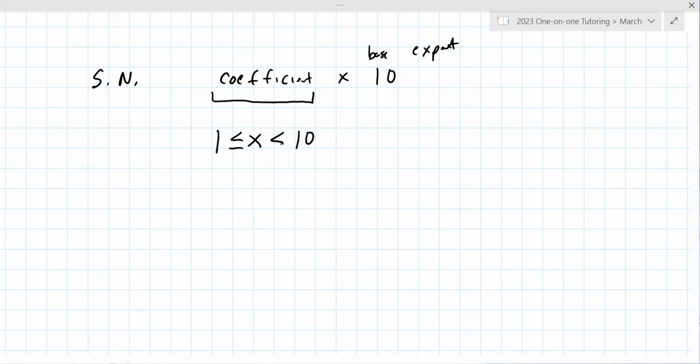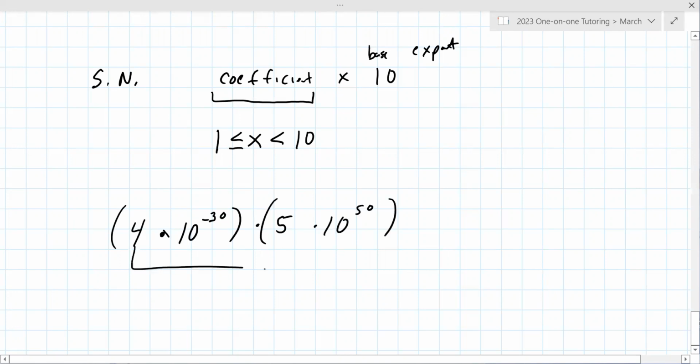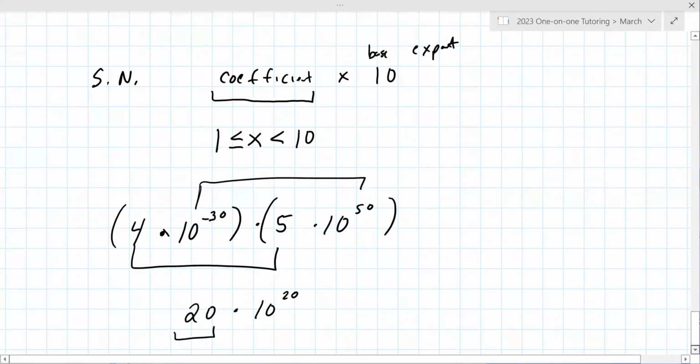Okay. Yeah, that makes sense. Oh, I've heard this. And this is going to matter here in the next problem. So we're going to do some really simple. 4 times 10 to the minus 30 times 5 times 10 to the 50. Okay, so notice this becomes 20 times 10 to the 20. Is that okay? Yeah. So we have a problem though with this right here. The problem is it's bigger than 10.